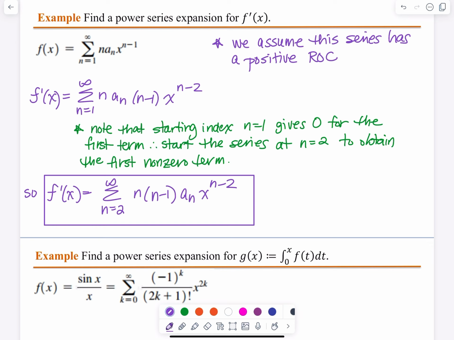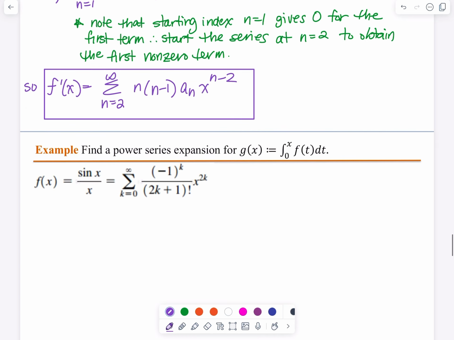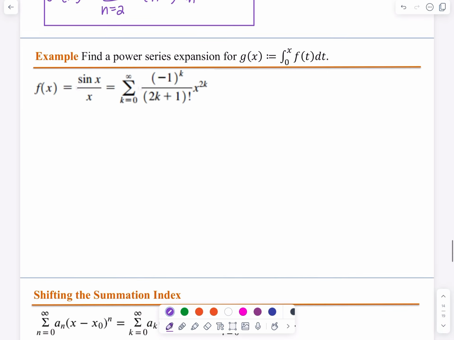Okay, let's try some integration. We're going to find a power series expansion for g of x that is by definition equal to the integral from 0 to x of f of t dt. Let's check and make sure we have a positive radius of convergence, and we'll use that ratio test.